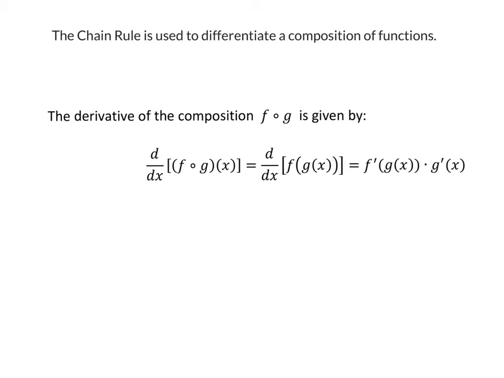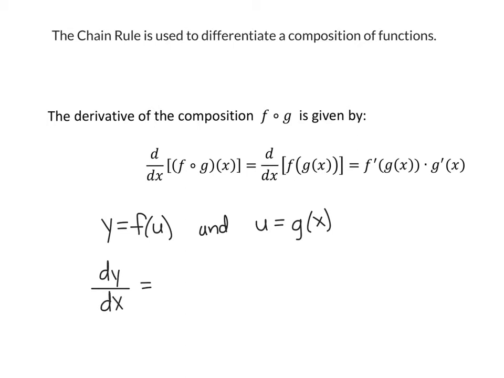Now it turns out that the chain rule can appear in another form. That form looks like this: suppose we have y equal to the function f of u, and u is equal to g of x. Then the derivative dy dx is equal to dy du times du dx. Even though this form looks different, we're still accomplishing the same thing.